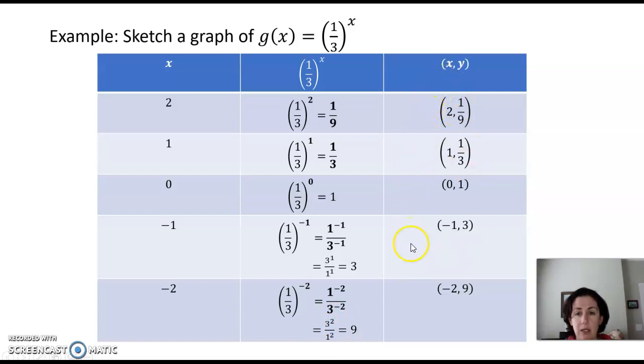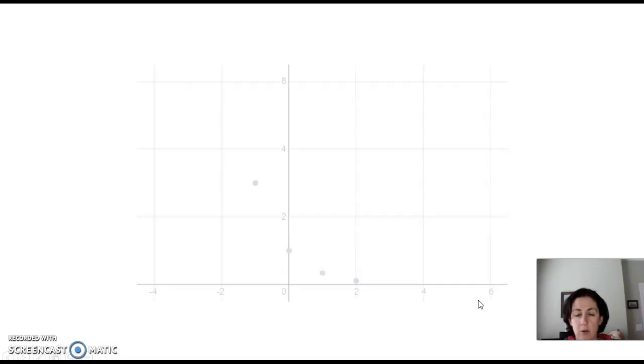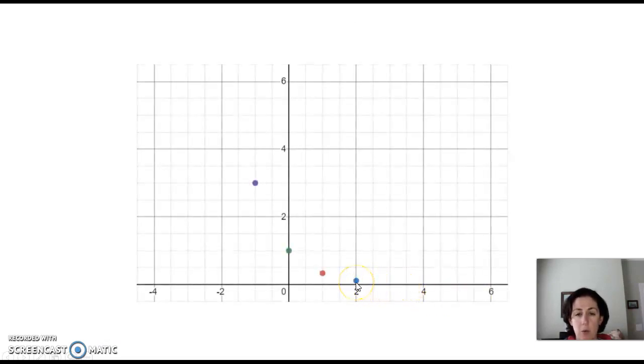So now I'm going to plot these ordered pairs right here onto my graph. So I've got 2, 1/9, 1, 1/3, 0, 1, -1, 3, and way up here would be -2, 9. And then I can graph those with that nice curve, and that's what that exponential function looks like.